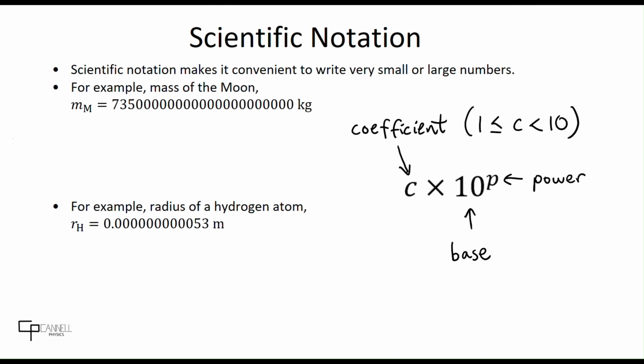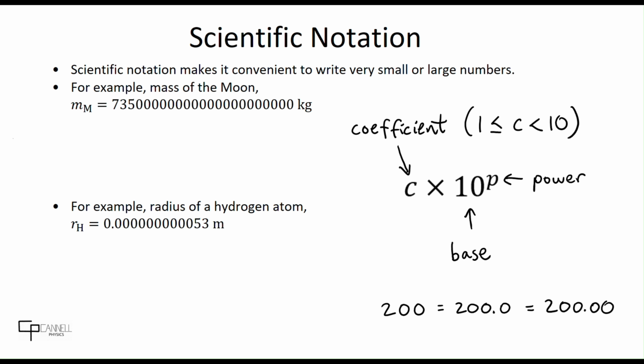Let's apply this to these two examples. The first example is a large number, and this is the mass of the moon: 735 followed by 20 zeros, in kilograms. So as you'd expect, it's pretty heavy. There are a lot of zeros to write, but we don't have to do that with scientific notation. I'll start with a quick example: you can write the number 200 like 200.0, or if you want to keep going, 200.00. I can keep adding zeros after that decimal, and it's the same number.